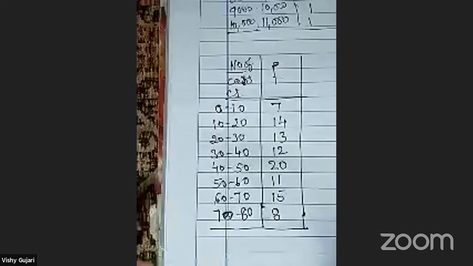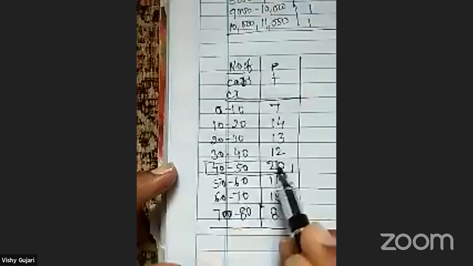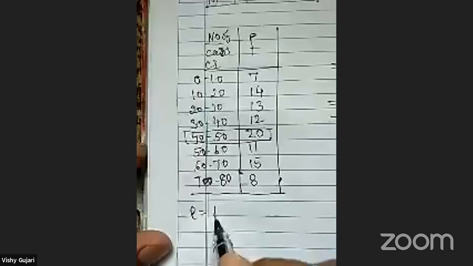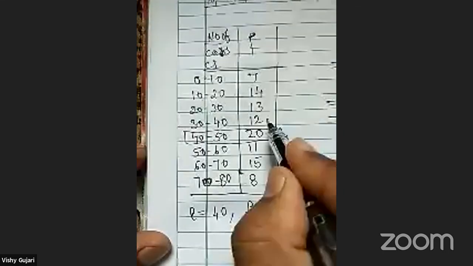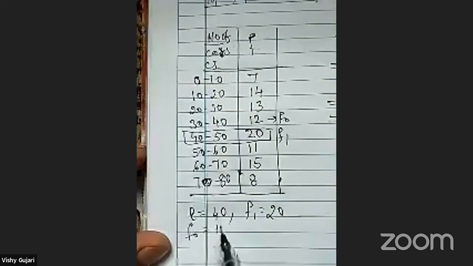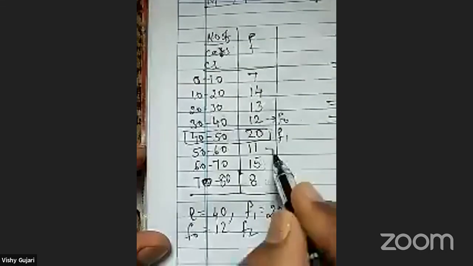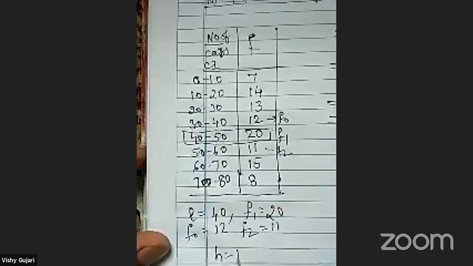Yes, 20 is the highest frequency. L is equal to 40. F0 is equal to 12. F1 is equal to 20. F2 is equal to 11. H is equal to 10. Okay, fine.